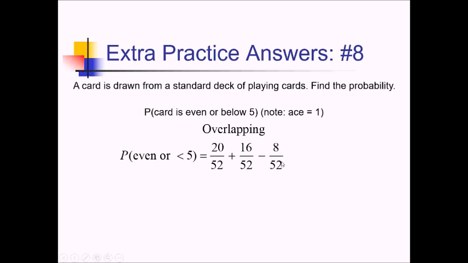So putting all this together then, 20 plus 16, that gives us 36. And now subtracting the overlap of 8, that's going to be 28 over 52. But wait, we can reduce this by 4s. So that's going to be 7 over 13 for the total probability.